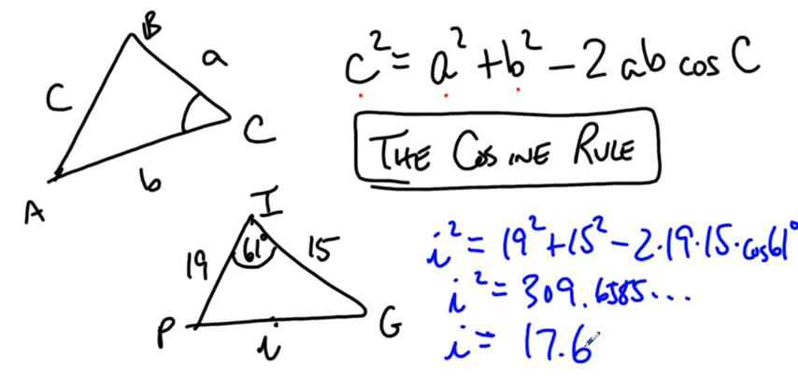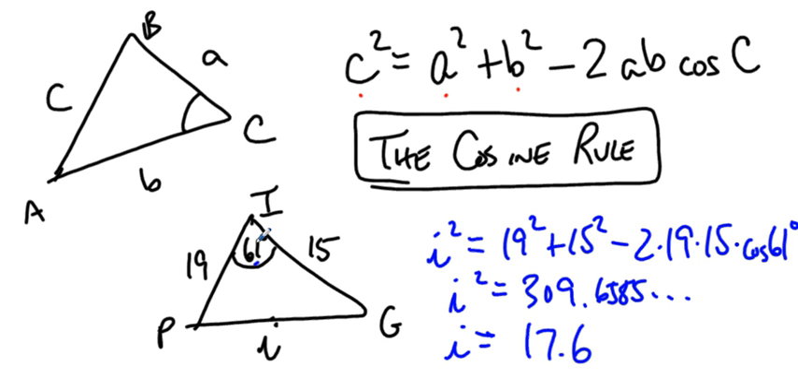You would report that to whatever was appropriate accuracy where you are taking trigonometry. I have a habit of reporting things to three significant figures. Is that reasonable? Sure it is. 61 is probably the medium angle in the triangle. It's probably the one that isn't the biggest or the smallest. And so 17.6 isn't the largest side, and it isn't the smallest side.